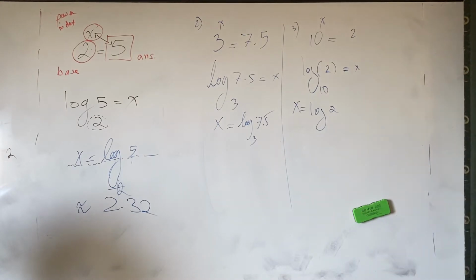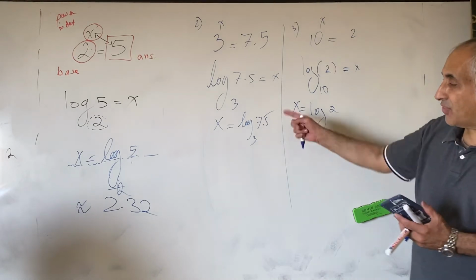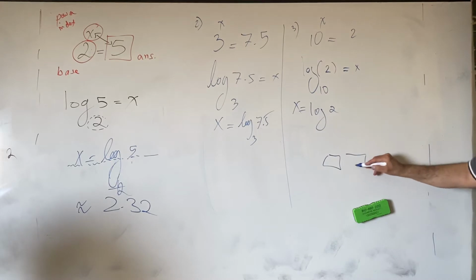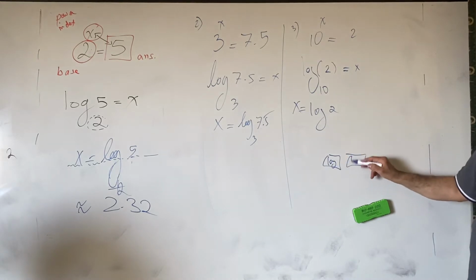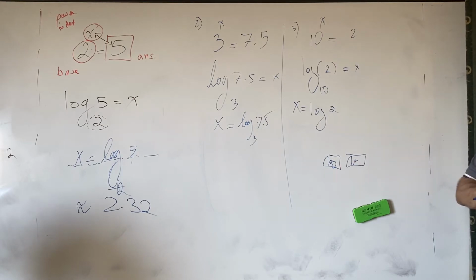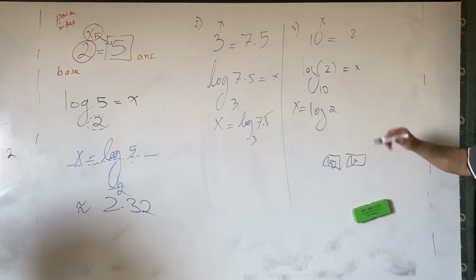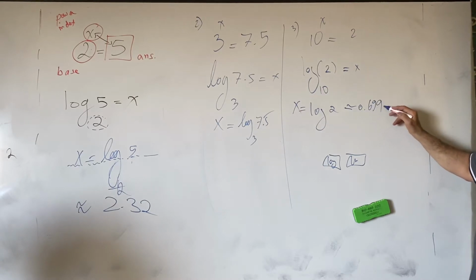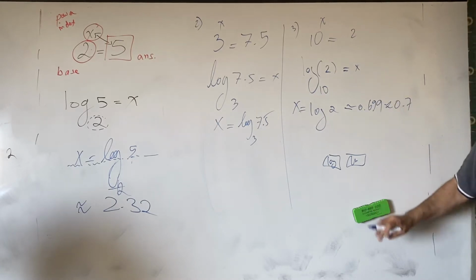Go to your calculator. There's another button below that button, next to the ln. There are 2 buttons in your calculator: one is called log and the other is called ln. This is log base 10. So go here, 2, and the answer is 0.699, or you can say roughly 0.7.